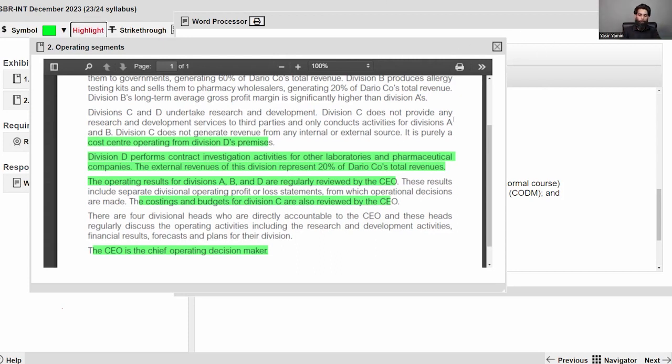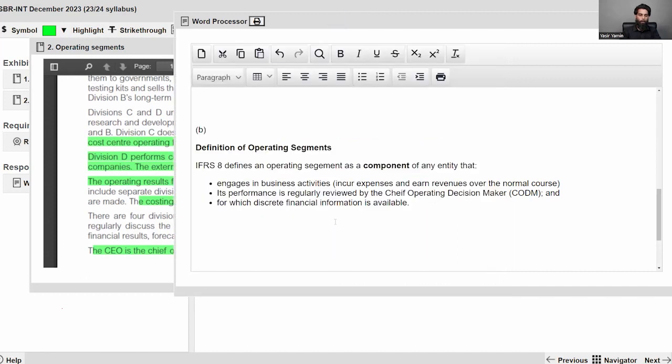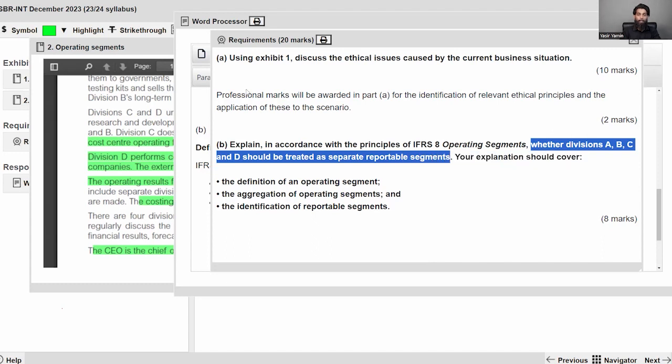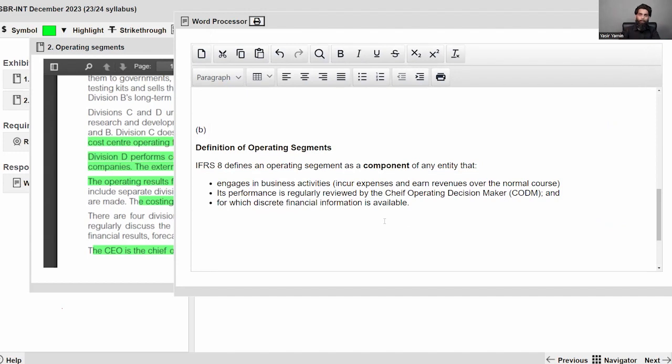I can write an answer for you briefly, because the requirement said whether divisions A, B, C or D should be treated as separate reportable segments, and we need to conclude on that. And before we conclude whether they need to be reportable segments, we need to conclude which segments are operating segments, first of all.